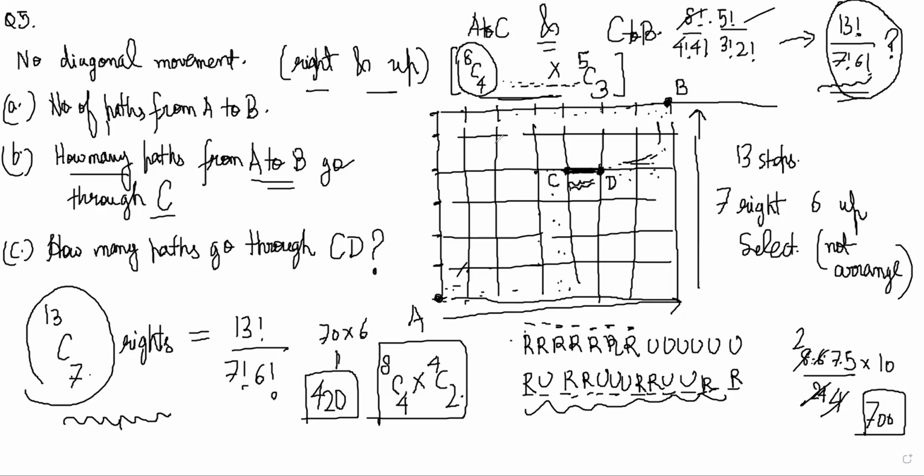So are you understanding this part B and part C? Got it. This is important, and how to select the number of paths should also be clear, right? Okay, then we'll move on to permutations or arrangements.